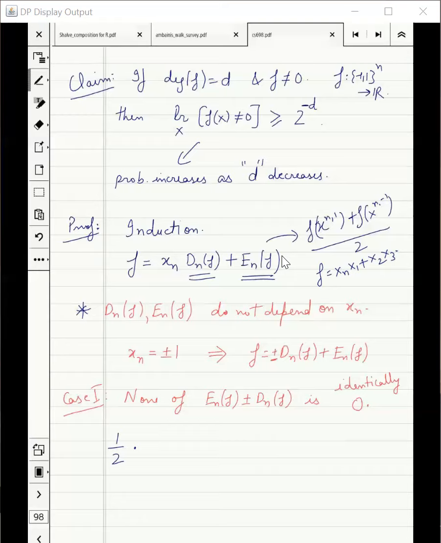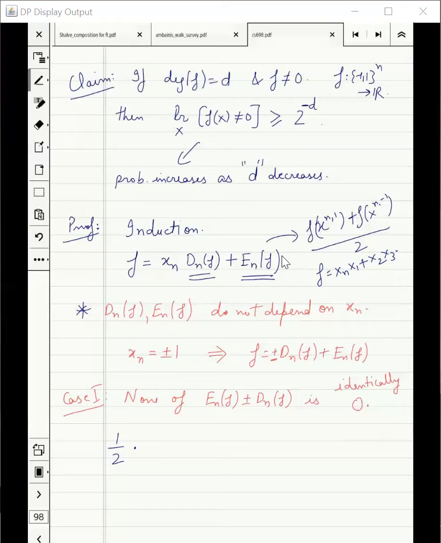What do you mean by none of ENF plus minus DNF? So there are two possibilities, plus DNF and minus. Out of these two, none of these two is identically zero. So there are two functions, call them g and h. G is also not identically 0. H is also not identically 0.